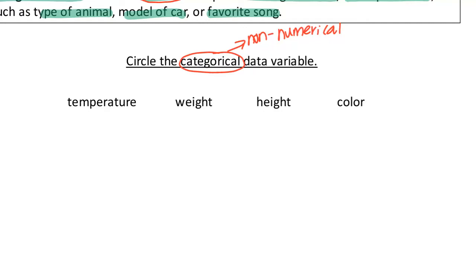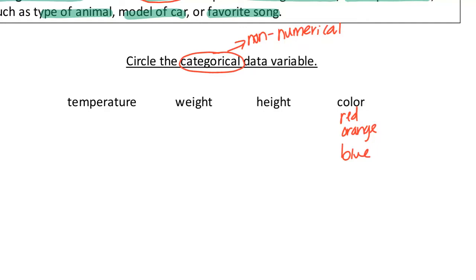Okay. I kind of heard like this side over here. What about over here, this side? Which one is categorical? Color, right? Color, because we have like red, orange, blue. None of those have to do with numbers, right?